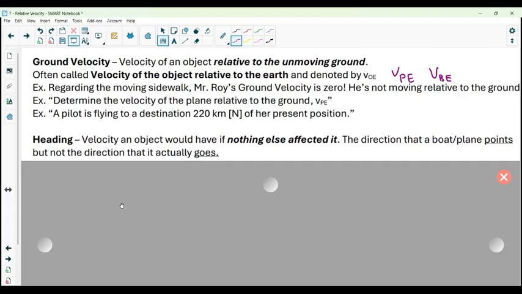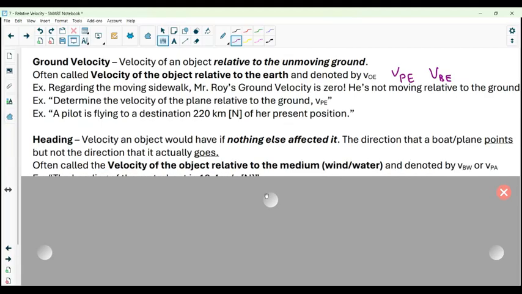You will see your textbook use the word heading, but it also uses some other language. This is often called the velocity of the object relative to the medium. So the velocity of the plane relative to the wind, or the velocity of the boat relative to the water. You might see VBW for velocity of boat relative to water, or VPA for velocity of plane relative to air. So whenever you see in a question something denoted as the velocity of the object relative to the medium that it's moving in, it's talking about the heading.